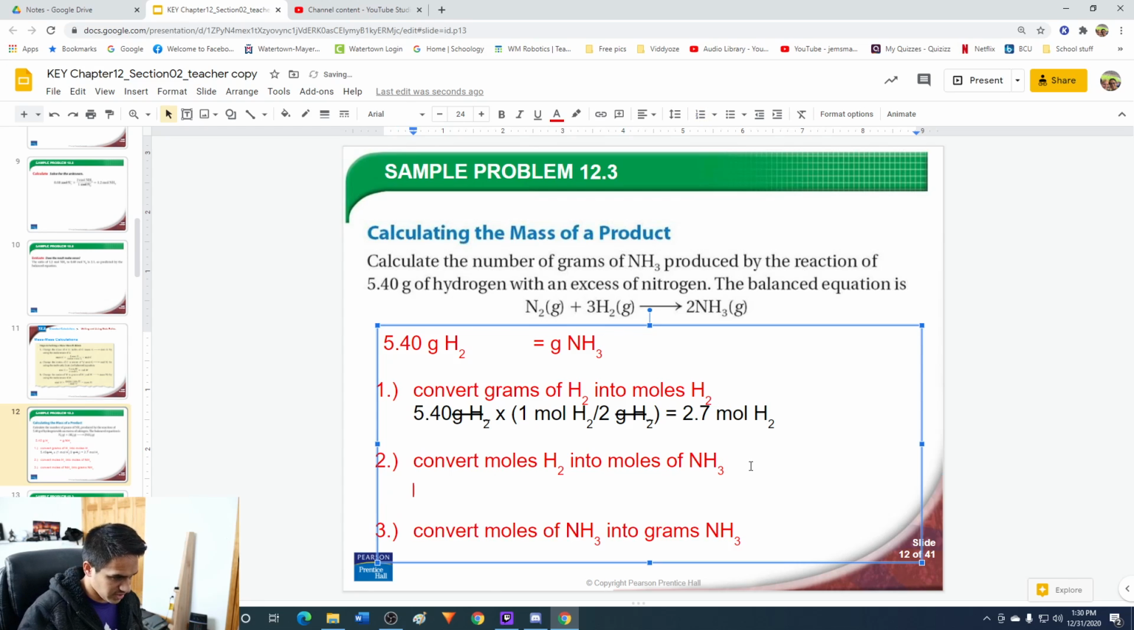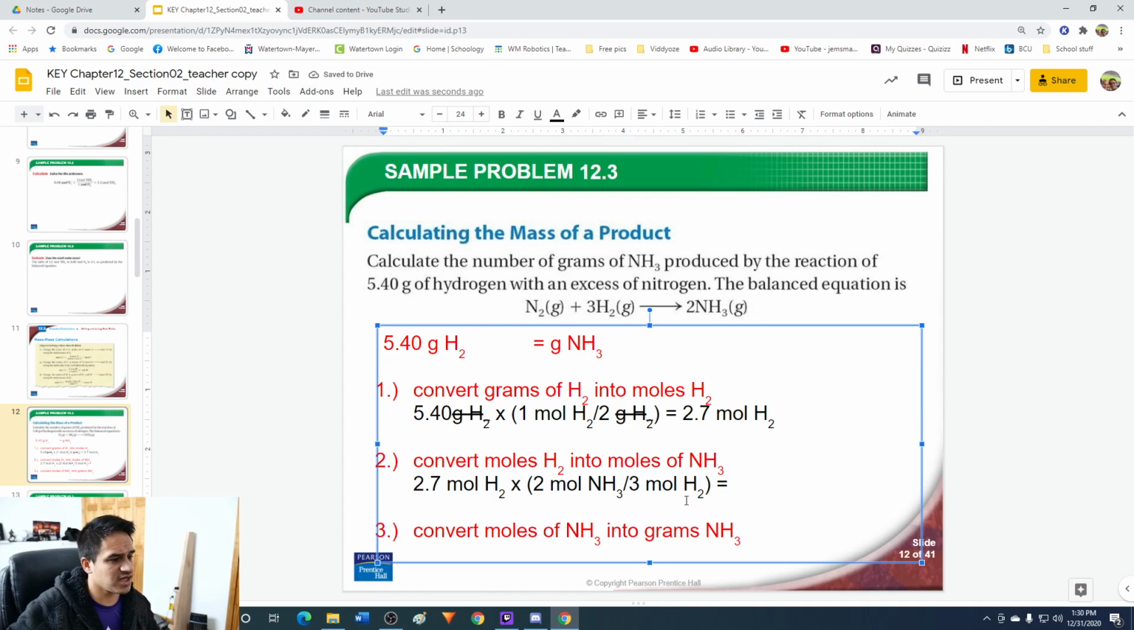Okay, next part now is convert moles of H2 into moles of NH3. So we have 2.7 moles of H2. I'll change the color here to black again. 2.7 moles of H2. We need to convert this into moles of NH3. Now in the reaction, it's a 3-to-2 ratio. So basically it's just saying that for every 2 moles of NH3 that we make, we need to start with 3 moles of H2. Okay?